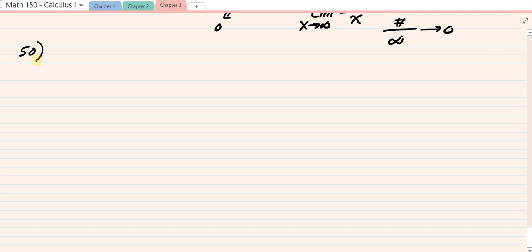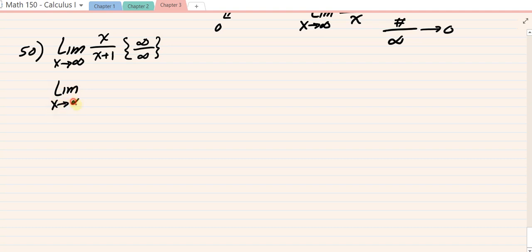In exercise number 50, we want to find the limit as x approaches infinity of x over x plus 1. Now, this limit is going to be what? In its raw form, it's infinity in the numerator, infinity in the denominator, so that is an indeterminate form. So I'm going to divide the top and the bottom by x. This limit is going to be 0, so the whole limit is going to be 1. Because the limit is equal to a constant as x goes to infinity, this is the very definition of a horizontal asymptote.